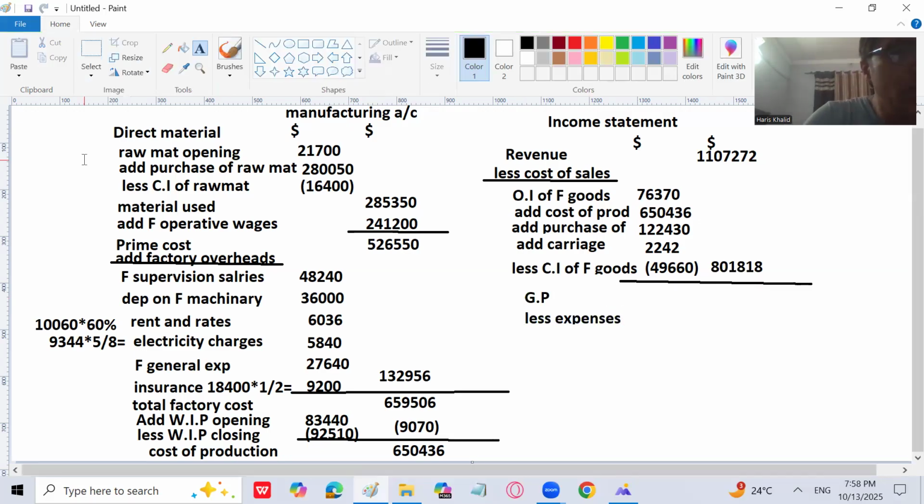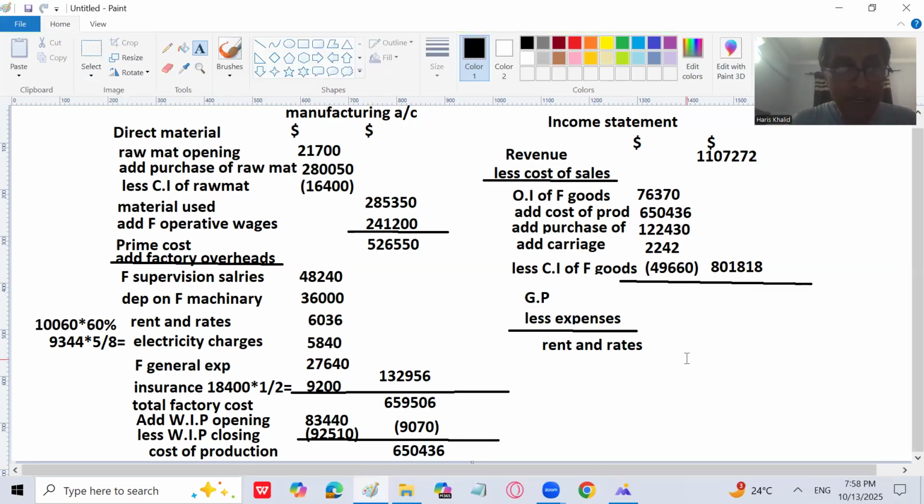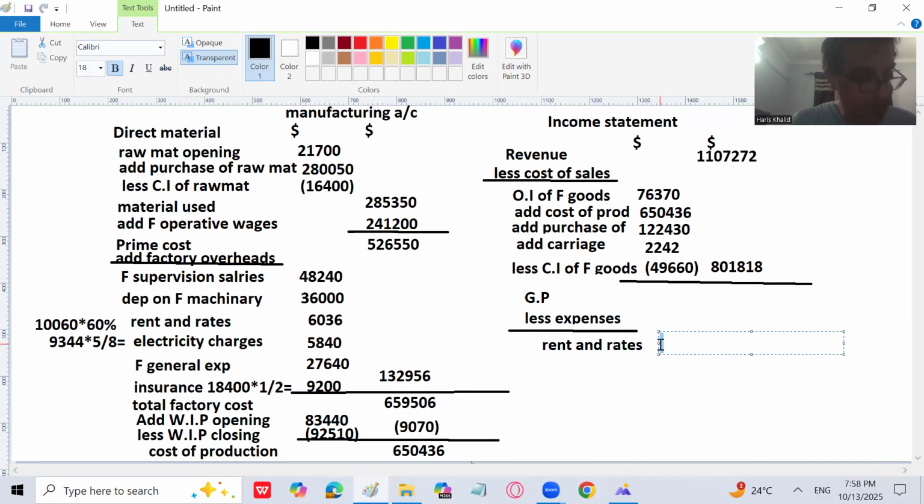Yes, gross profit, you need to label it with the proper word, with the full word. Otherwise, you will not get marks for that actually. That's very important, right? So first of all, I'm going to write rent and rates, because rent and rates are 10,060. So 40% will come over here, because 60% of 10,060 went to the factory overheads. That is going to be 4,024. Then comes electricity charges.